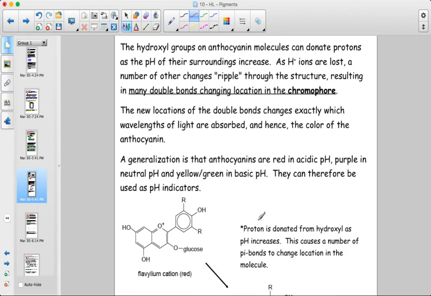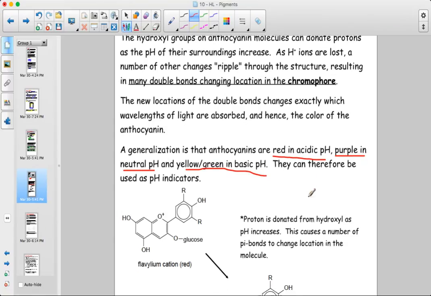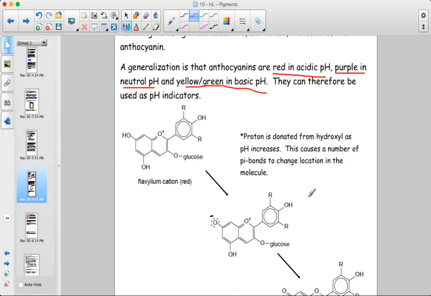The generalization for the acid-base colors, as you've already learned, is red is acidic, so you should know that one. They tend to be a little bit more purple when neutral, which is how you often see them in the vegetables themselves. And then they actually turn sort of a yellow-green when basic, or sometimes we say a blue when basic. So they're used as pH indicators.